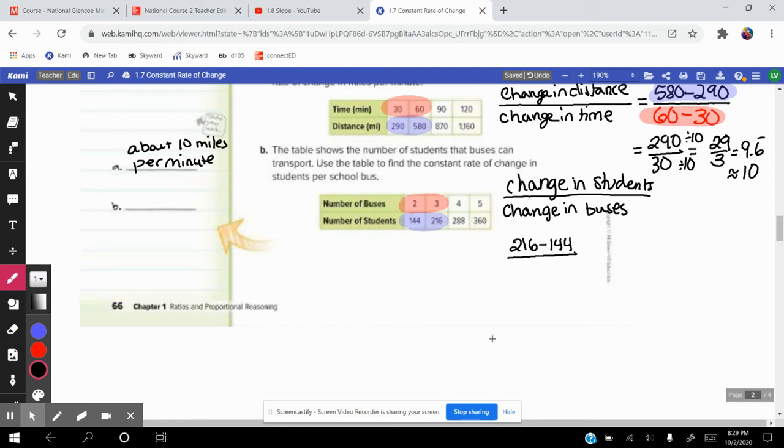If I did 216 minus 144, I need to do 3 minus 2. So 216 minus 144 equals 72, divided by 3 minus 2, which is 1. That can be reduced down to 72. So the constant rate of change in students per school bus is 72 students per school bus.